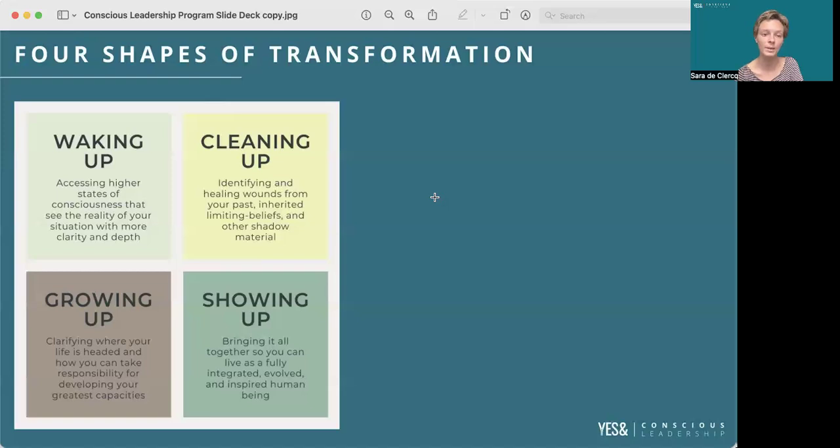So growing up has to do with clarifying where your life is headed and how you can take responsibility for developing your greater capacities. Growing up also has to do with really on a day-to-day basis applying to self. This can look like a meditation practice. This can look like some form of movement or breathwork practice, but any sort of practice that is the boring day-to-day stuff that allows us to see more fully and take more full responsibility for our lives. That has to do with growing up.